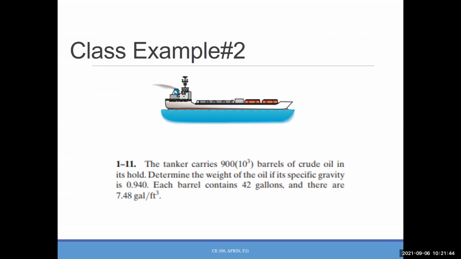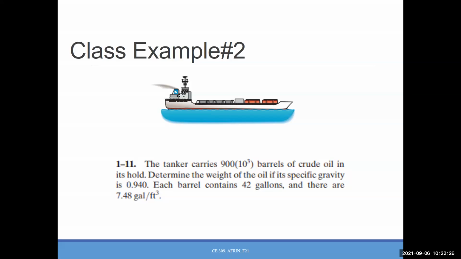This is class example 2. All of you should have one blank copy of that. I will work on this problem on the board. By the time I go to the board, can anyone read the question loudly so that everyone can hear? A tanker conveys 900 times 10 to the power 3 barrels of crude oil. Considering the specific gravity of the oil is 0.94, each barrel contains 42 gallons.